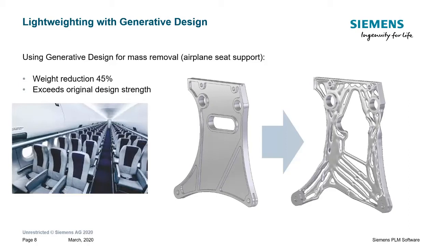Even though the part was originally aluminum, which is a lightweight material, we were still able to reduce that by 45%. That may not seem important, but if you think about the number of seat supports that are in a typical airplane multiplied by the number of miles that airplane will fly in a typical year, that's a lot of savings on resources to propel that airplane.